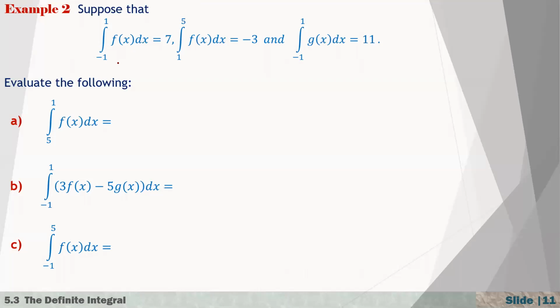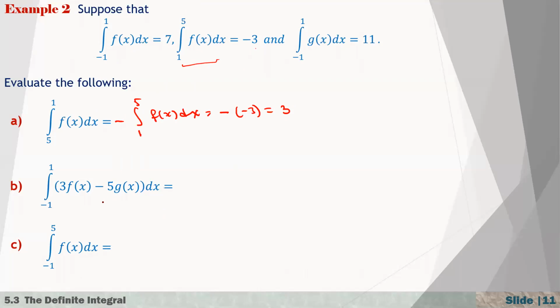The integral of f from -1 to 1 is equal to 7. The integral of f from 1 to 5 is equal to -3. The integral of g of x from -1 to 1 is equal to 11. Now, the first one is the integral from 5 to 1 of f of x, right? As we see here, from 1 to 5 it is equal to -3. So that means it's equal to minus the integral from 1 to 5 of f of x dx. And from the above, we know that's equal to minus -3. So this integral is equal to 3, right?